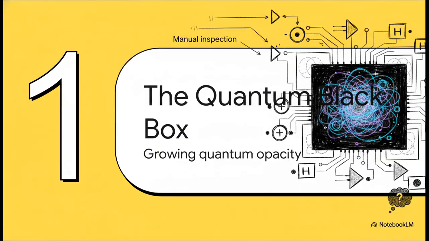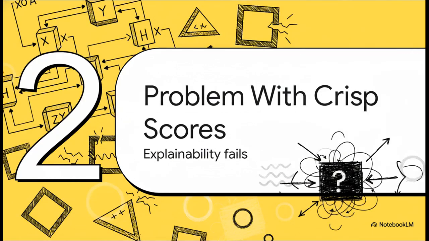Section 1. The quantum black box, the growing opacity of quantum computing. So, as quantum computing rapidly scales up, we're seeing these circuits become incredibly complex black boxes. And the problem? They entirely resist manual inspection. You literally can't just glance at the code and intuitively know what each gate is doing to the overall system anymore.